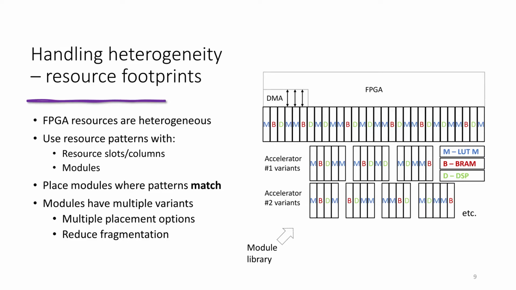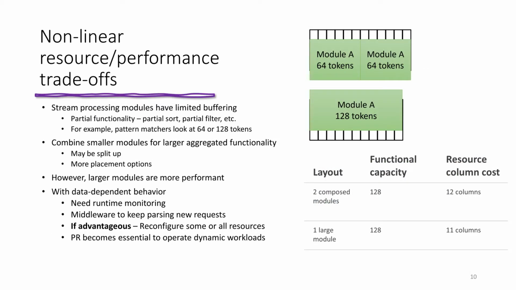Resource patterns have to be used to match resource slots and modules to deal with this heterogeneity. In the image, the columns are partitioned based on whether they have lookup table, block RAM, or DSP module resources. Moreover, each module in the module library has multiple variants, allowing the middleware to place modules in various locations to help reduce fragmentation. Stream processing modules, though, have limited buffering capabilities and offer partial functionality.